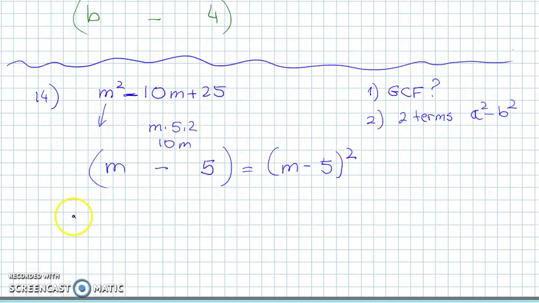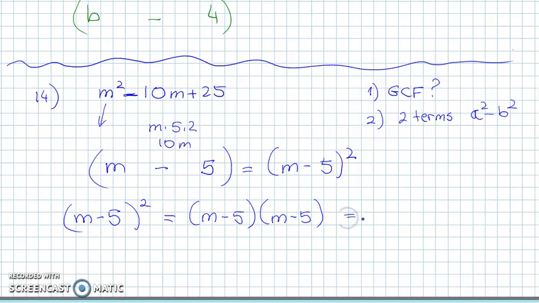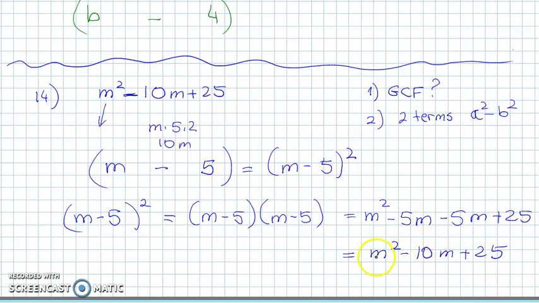If you don't believe me, let's check. What is m minus 5 squared expanded equal to? So this is m minus 5 times m minus 5. Let's multiply everything. m squared minus 5m minus 5m plus 25. So this is equal to m squared minus 10m plus 25. You can always check this way. If you multiply your factored expression, are you going to go back to the beginning?